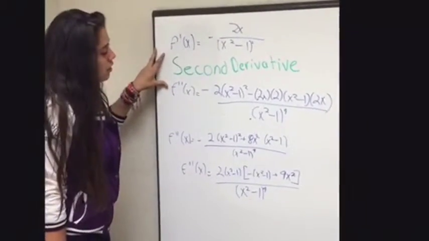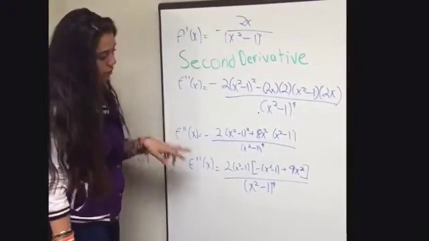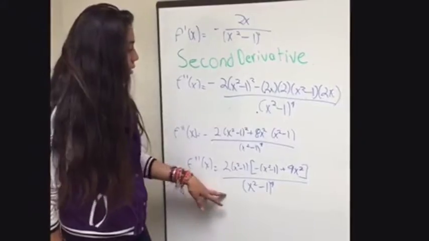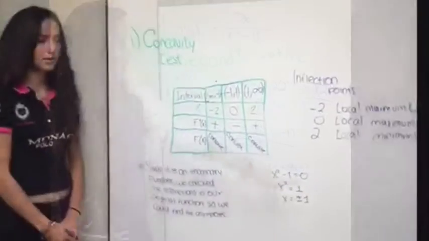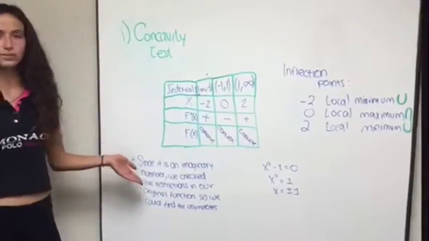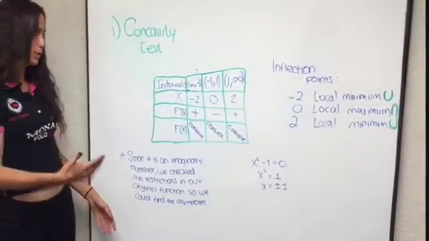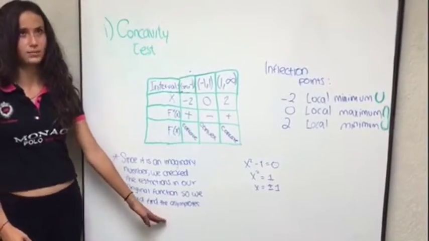We need to get the second one. So we just do the quotient rule here, and the chain rule with this one. We get these values, and then we factorize 2 and x squared minus 1. So on the second derivative, since it is an imaginary number, we check the restrictions of it in the original function, and so we could find the asymptotes that it's +1.